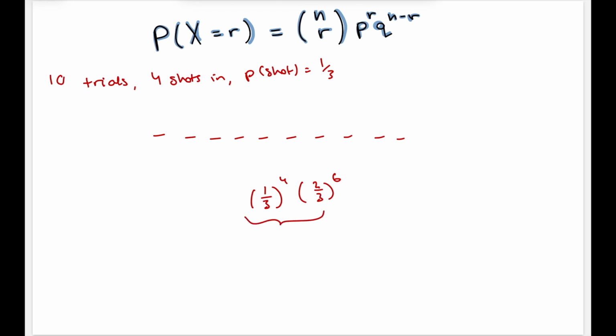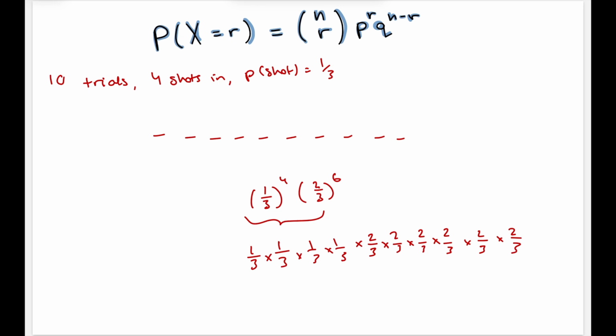And why this might make sense, just in case, is because 1/3 is your probability of making a shot, and you have to make 4 of them, so you have to do 1/3 times 1/3 times 1/3 times 1/3. This is the probability of you making 4 shots, but then you must also miss 6 shots, so you're going to have 2/3 times 2/3 times 2/3 times 2/3 times 2/3, bear with me, times another one, 2/3. Yeah, I didn't do too many.